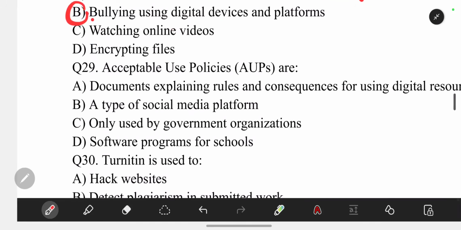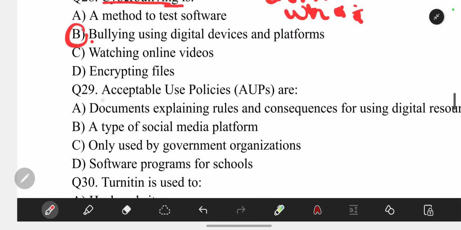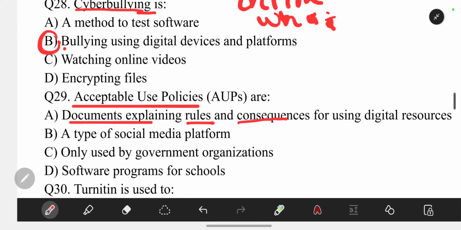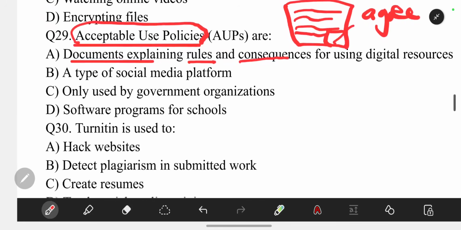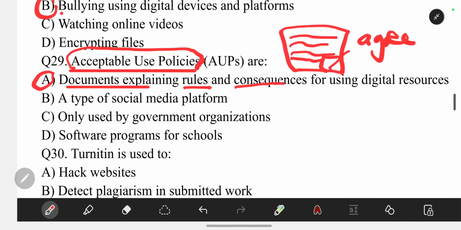Number 29, acceptable use policies are, so already acceptable use policies. Which ones are the acceptable use policies? So those are the documents explaining rules and consequences for using digital resources. What are some of the rules? Acceptable use policies. This is where you open the full document. It explains each and everything that you need, which most of us, we just go on agree without reading. So those are acceptable use policies. So the answer here is A.